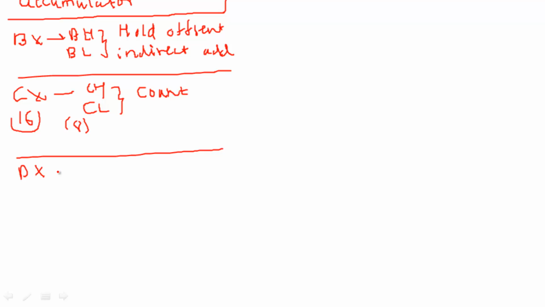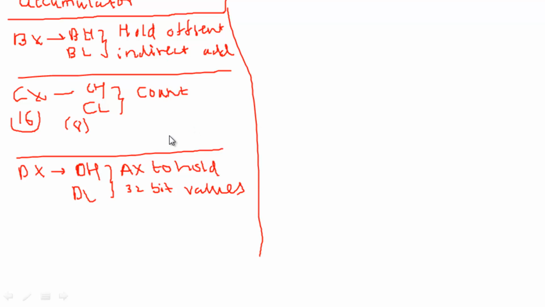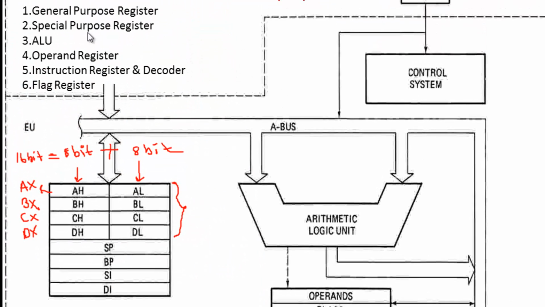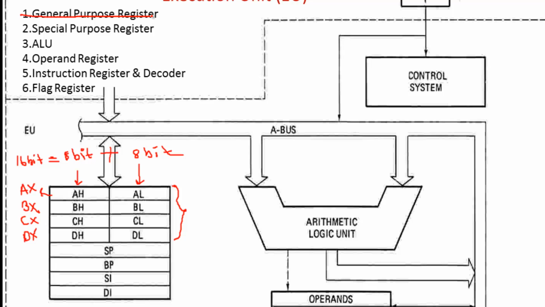DX register is used with AX register to hold the 32-bit values in the multiplication and division operation. Also, it holds the address of IO ports in the indirect addressing mode. This was about the general purpose registers. Now back to the second part. This is over. Now special purpose registers.